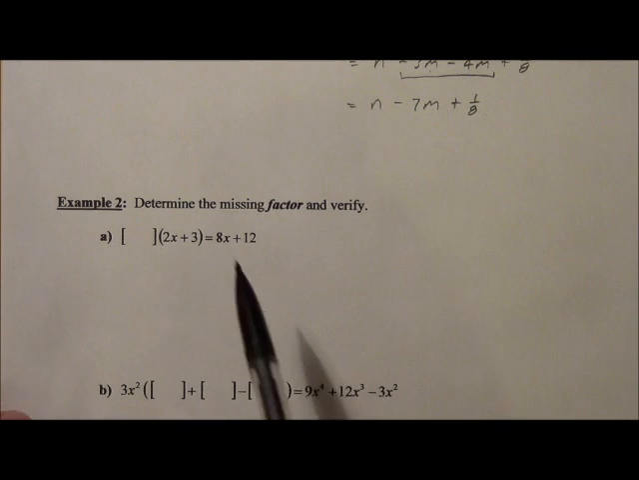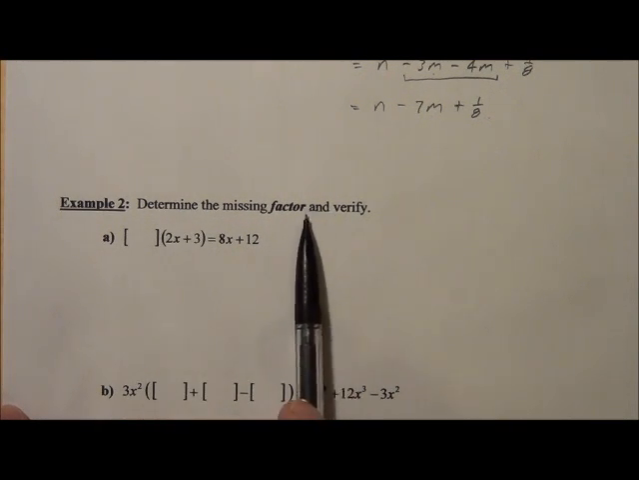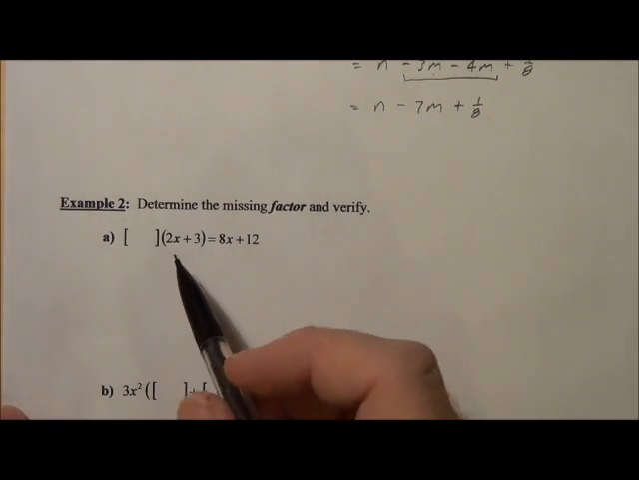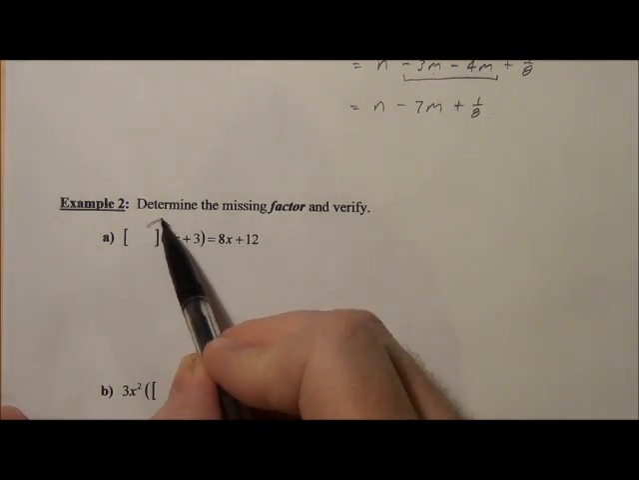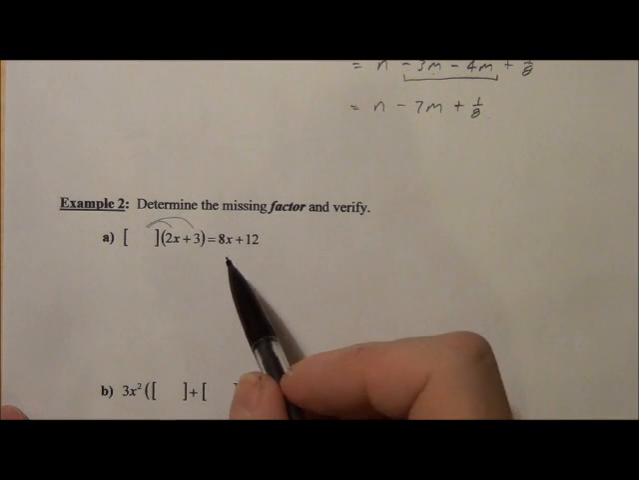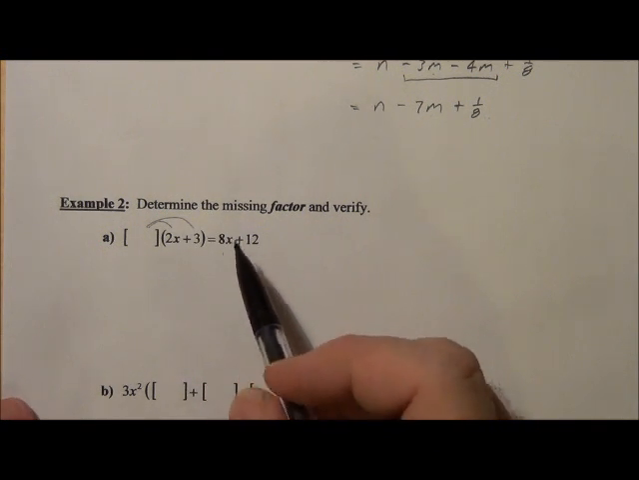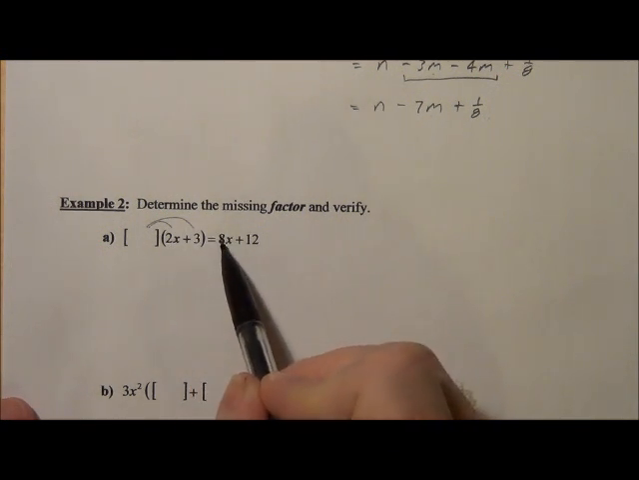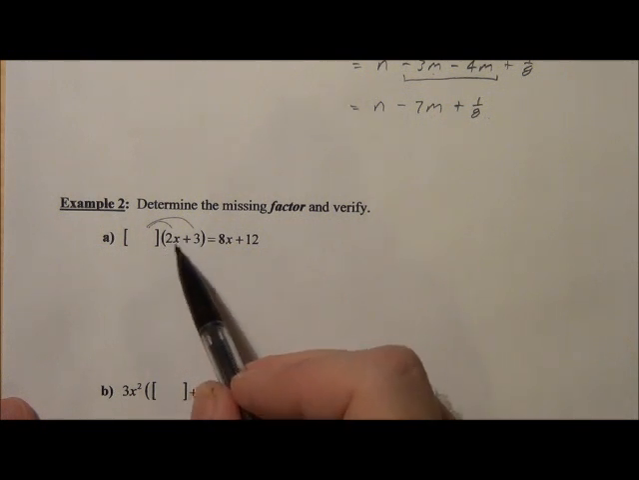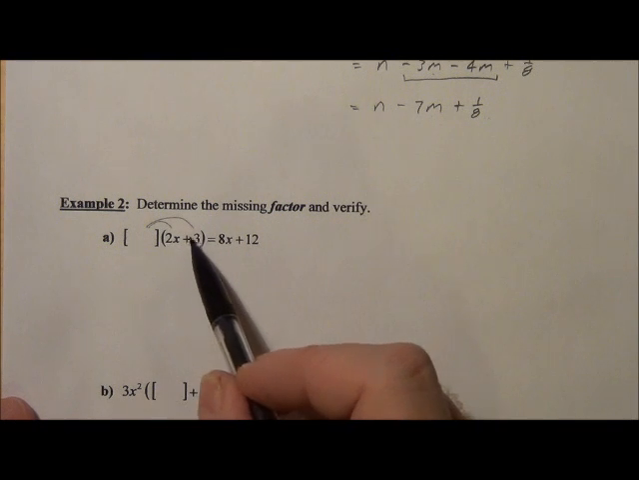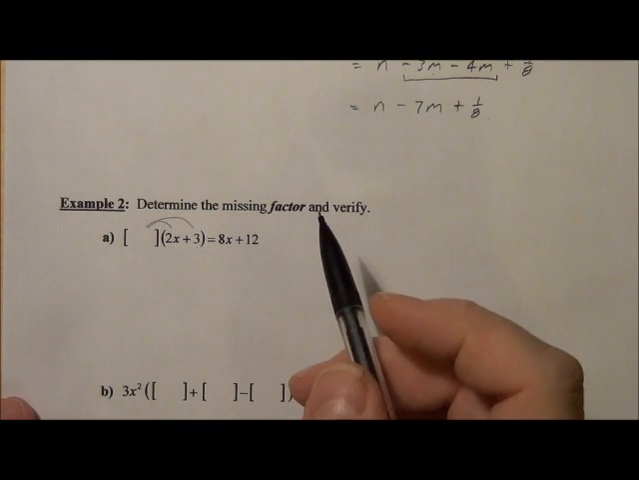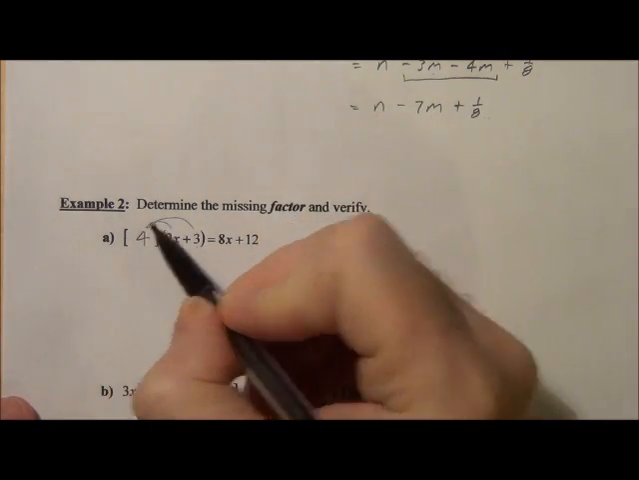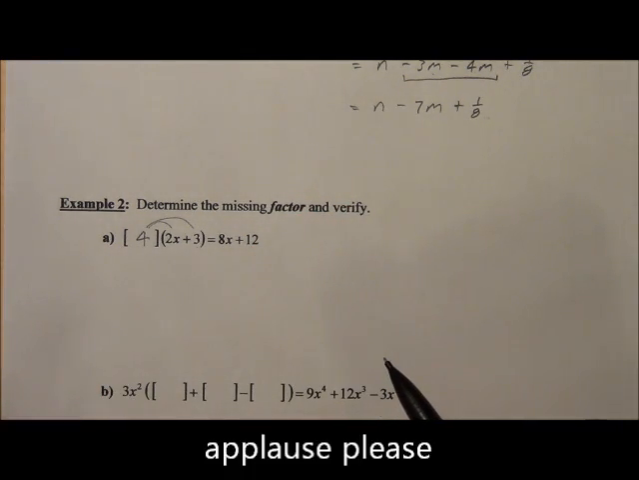Moving along to example 2, we want to determine the missing factor and verify. So now we see we're multiplying something by 2x and by 3, and after that's finished we get 8x plus 12. Well, what do we multiply by 2 to get 8? That would be 4, and let's see if that works when we multiply by 3. 3 times 4, it does give us 12, therefore 4 gets multiplied there.